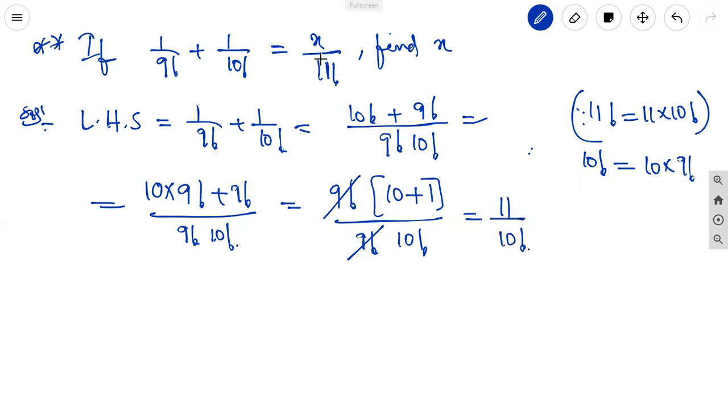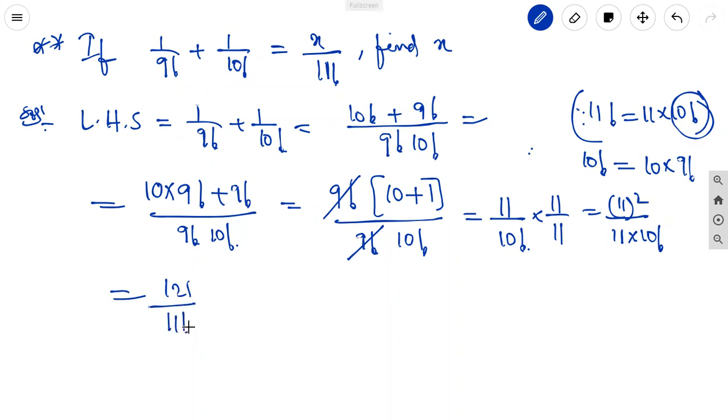Okay, but observe the question, x by 11 factorial. 11 factorial means already in the denominator 10 factorial is there. So we can multiply the numerator and the denominator by 11, which is 11 square by 11 into 10 factorial. 11 square is 121 by 11 factorial. This is equal to x by 11 factorial, therefore x equals 121 is the answer.